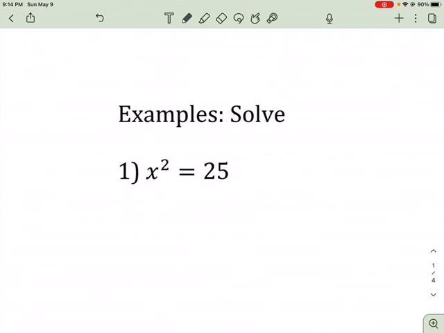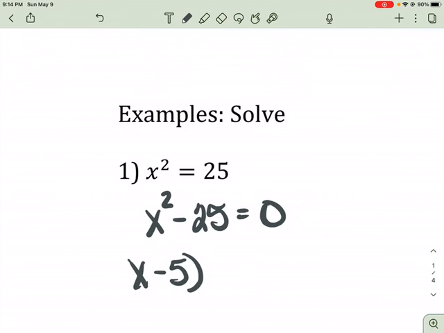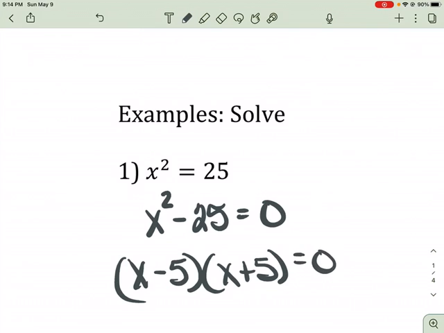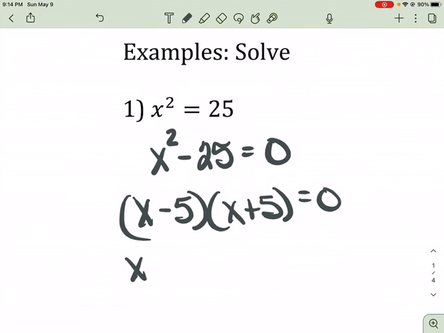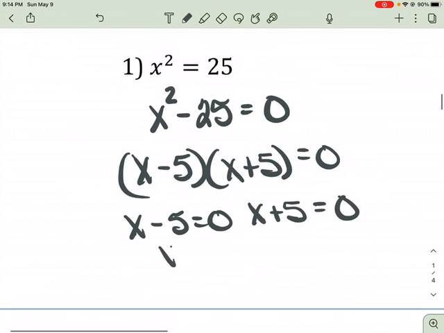Here we have x squared equals 25. If you remember, we're going to set that equal to 0. We're going to factor it. This is a difference of squares. So we have x minus 5, x plus 5 is equal to 0. We're going to use our product 0 principle and set each one of these equal to 0, and solve each. We're going to get 5, and we're going to get -5. That should look familiar.